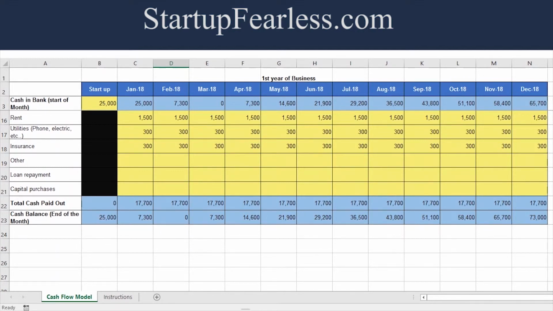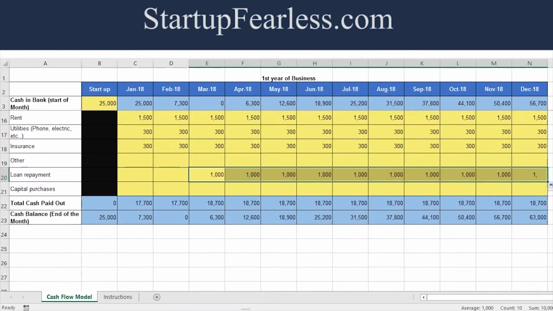Now, an important thing to do is understand that if you do have a line of credit, you can go ahead and add the positive cash into your bank, but you also need to account for the loan repayment. So for this scenario, let's just say that the plan is to put $1,000 back into our payment line per month to account for what we're taking out of our cash flow for our credit line.